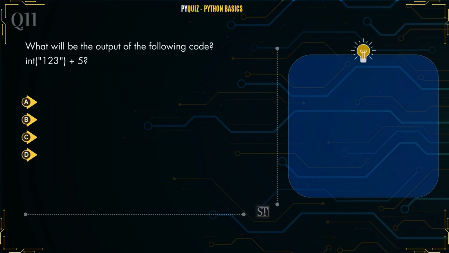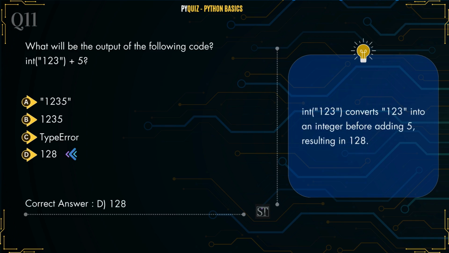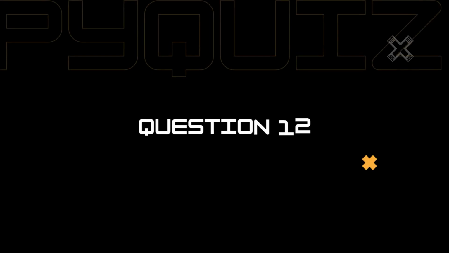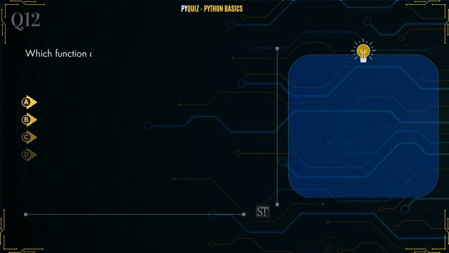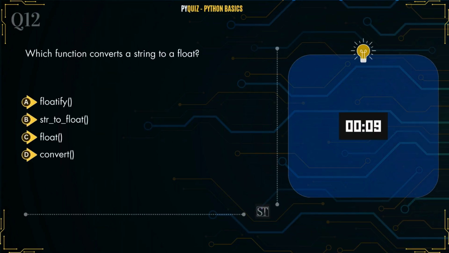What will be the output of the following code? The correct answer is D. Which function converts a string to a float? The correct answer is C.